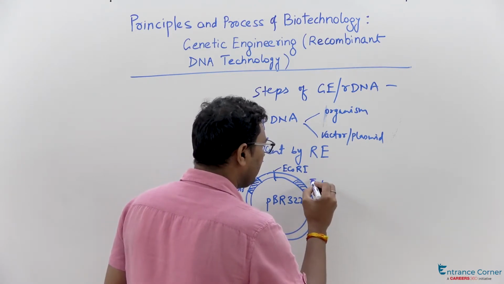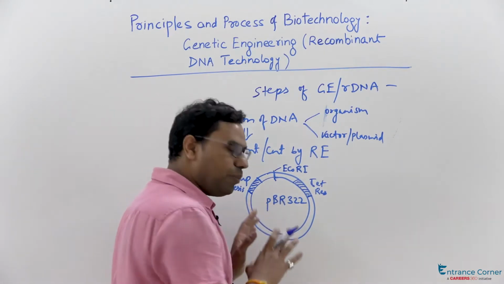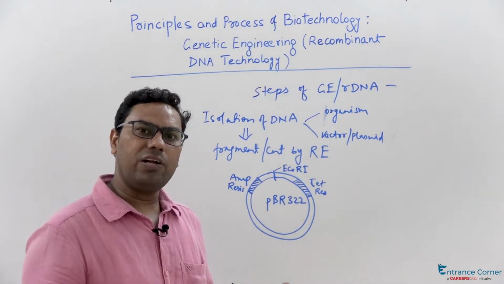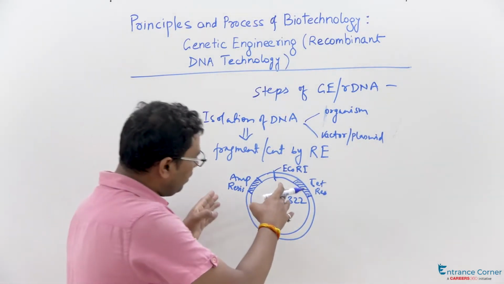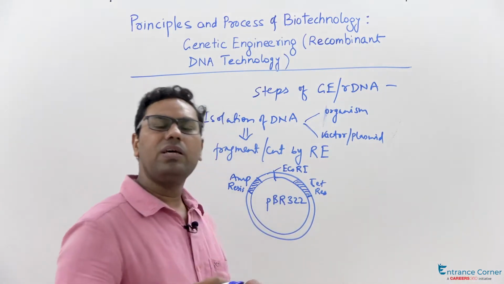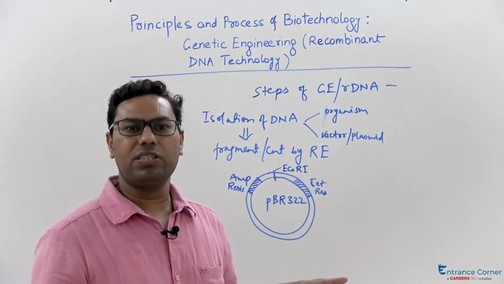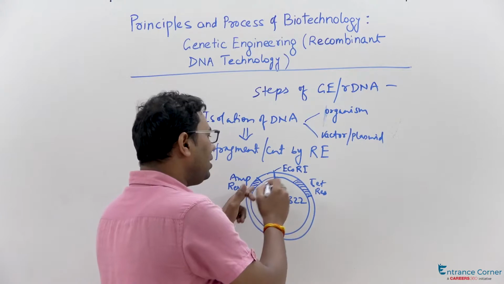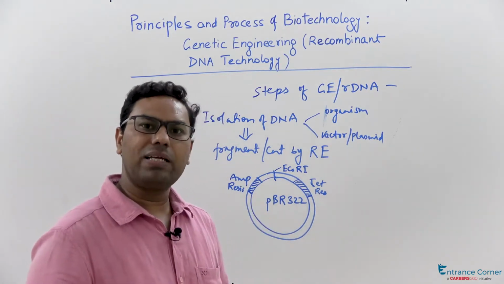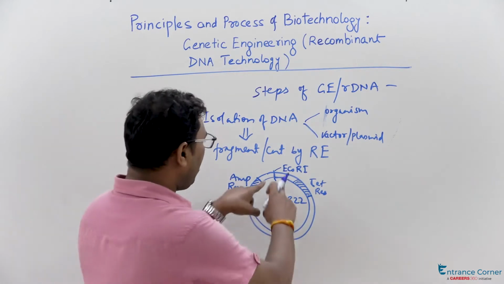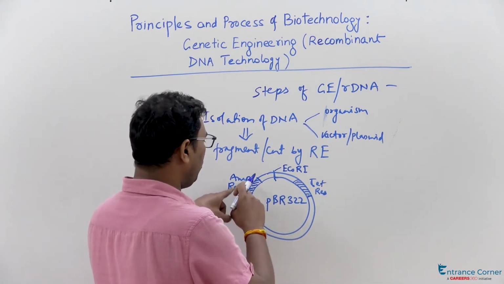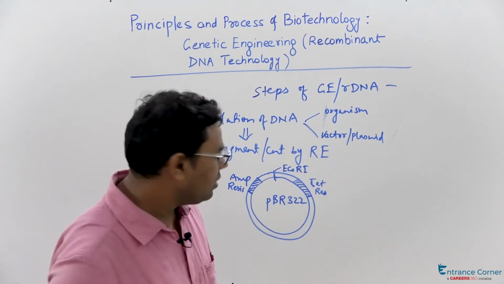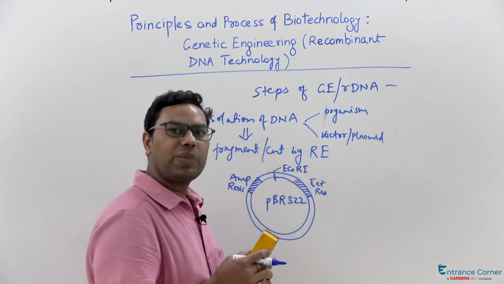And there are certain sites that have the ability to provide tetracycline resistance. So that means if the bacteria is growing in an environment where certain kinds of antibiotics are present, the bacteria which have this kind of plasmid will be able to survive. Other bacterial systems will not be able to survive because they don't have such a plasmid where the genes that provide antibiotic resistance are present. So there are two different sites in pBR322: the ampicillin resistance gene and the tetracycline resistance gene. And one site provides EcoRI.